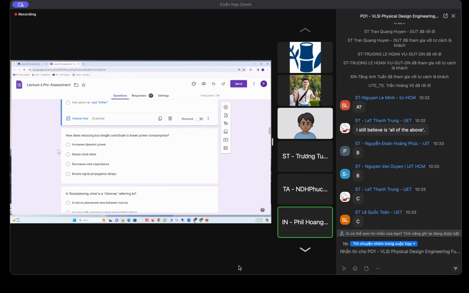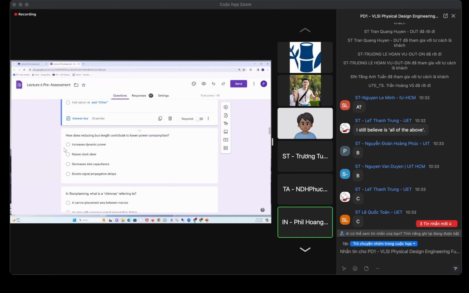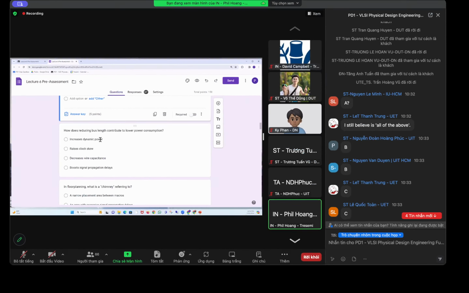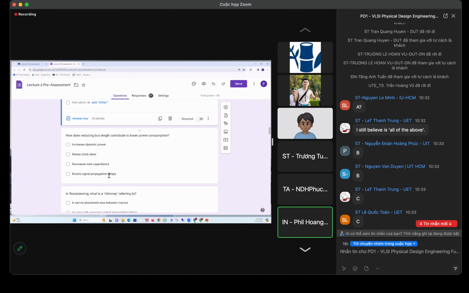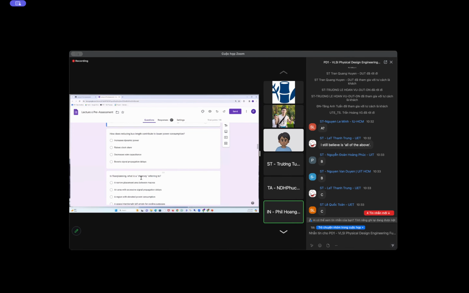So you want to give that priority. So how does reducing bus length contribute to low power consumption? It increases the dynamic power, raises clock skews, decreases wire capacitance, boosts signal propagation delays. Yep, the answer is C, decrease wire capacitance. Right. So it has nothing to do with clock skew. It does reduce the dynamic power, not increase, and it doesn't increase the propagation delay.